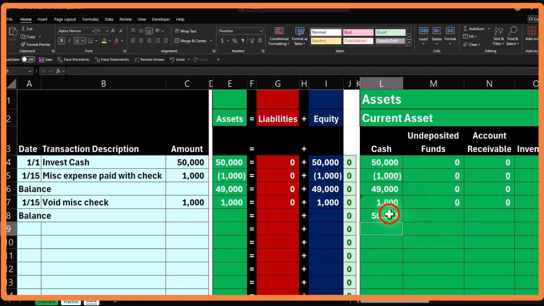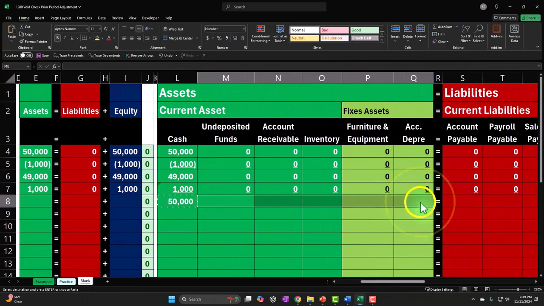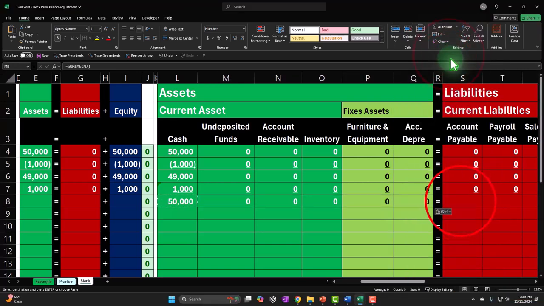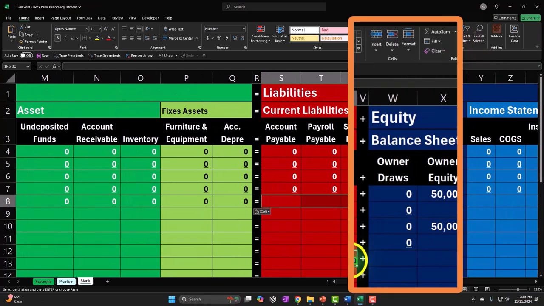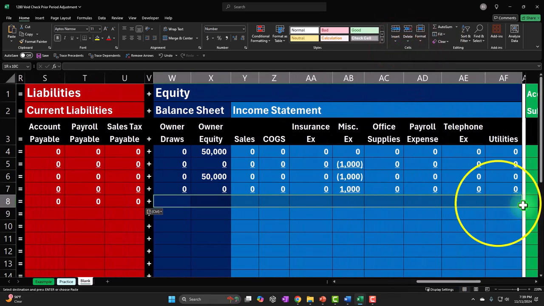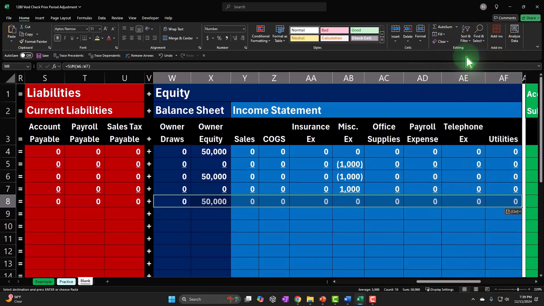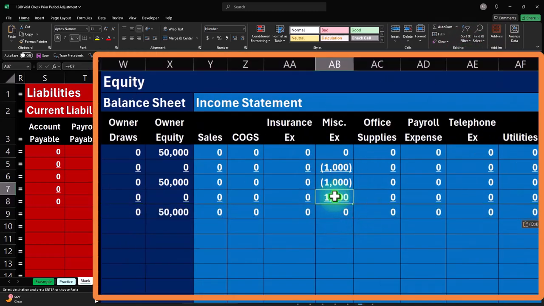Copying this out, 50,000 in cash for the balance. That's the new balance. I'm just going to paste that. Formulas only. Paste in here. Formulas only. Paste in here. Formulas only. Boom. So now, of course, look what happened to the income statement. We increased an expense. That doesn't normally happen because usually the income statement accounts only go in one direction.